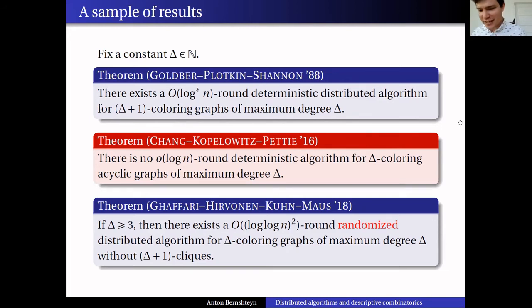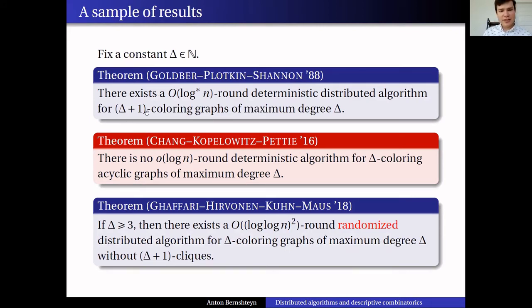Say, let's consider a specific case where we're trying to color graphs of maximum degree delta, where I think of delta as a constant. So fix a constant delta. We want to find colorings of graphs of maximum degree delta, and in this setting there is an old result of Goldberg, Plotkin, and Shannon that shows that there exists a deterministic local algorithm for delta plus 1 coloring graphs of maximum degree delta that runs in big O of log star n rounds. The log star n is the iterated logarithm, so it's a very, very slow growing function. So this is delta plus 1 coloring.